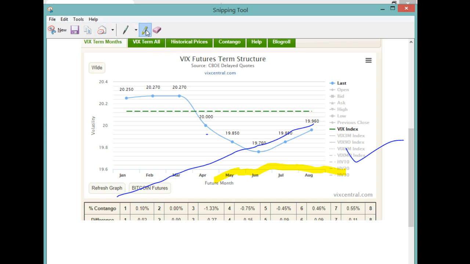And then, let's see if we can fatten up this pen a little bit. And then the spot might be actually all the way down here, and it would look like that. That would be a classic contango with a front month future, second month future, third month future. That's what we would look like about 85% of the time. That is a VIX term structure in contango.